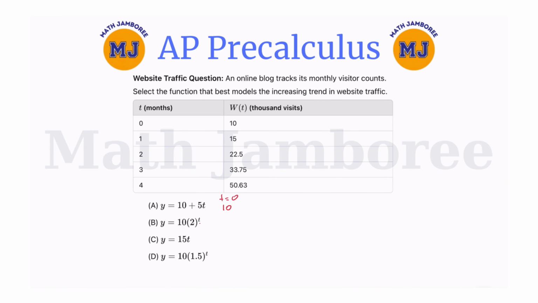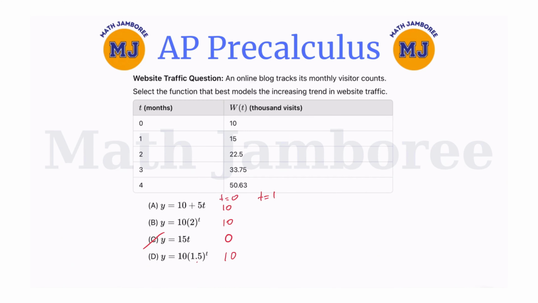And choice B, if you put 0, 2 to the power of 0 is 1, 10 times 1 is 10. Okay, this works. If you put 0 for 15t, 15 times 0 is 0, so you can go ahead and eliminate choice C. If you put 0 in D, 1.5 to the power of 0 is 1, so 10. So A, B, and D still work.